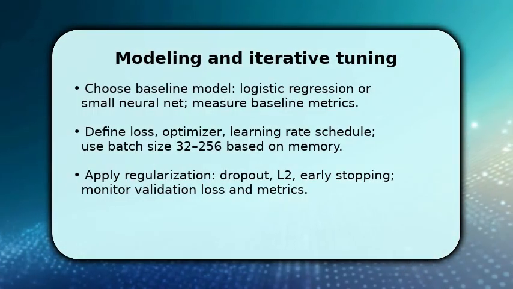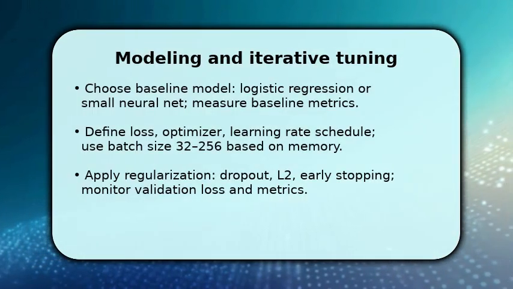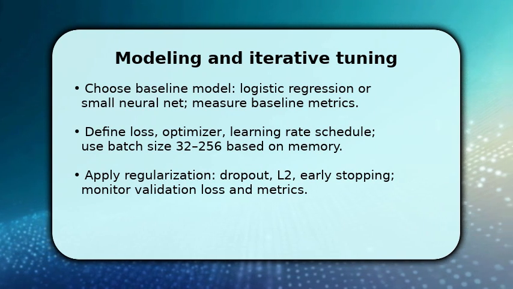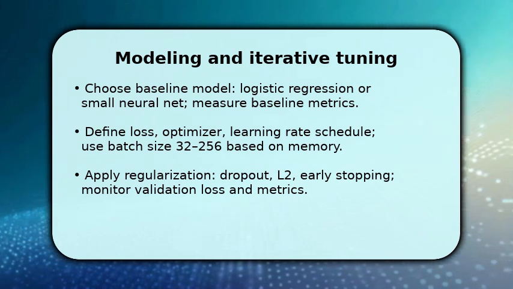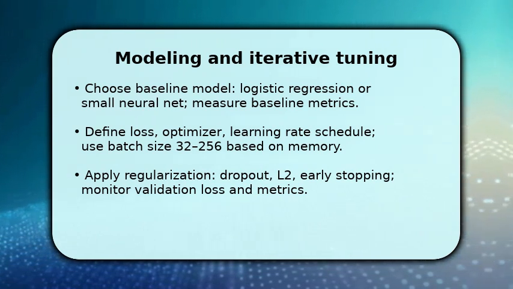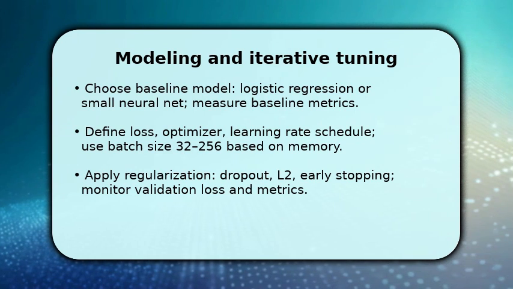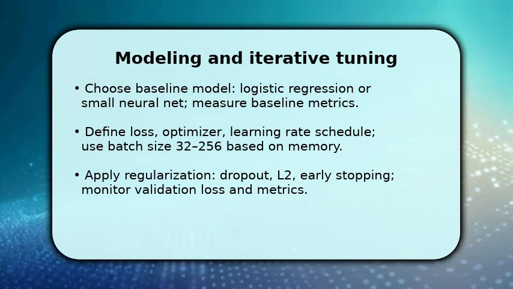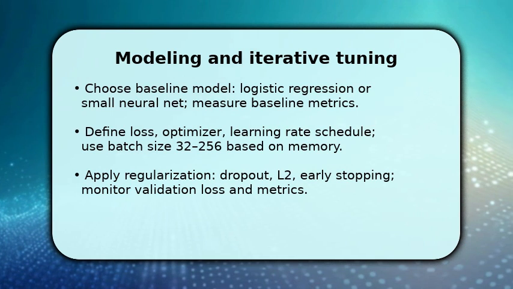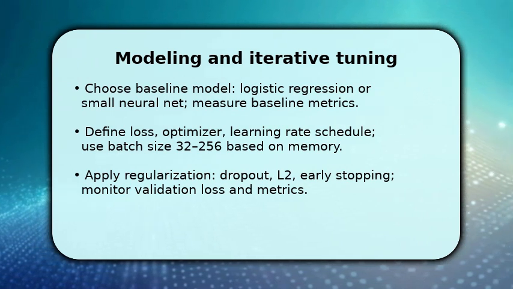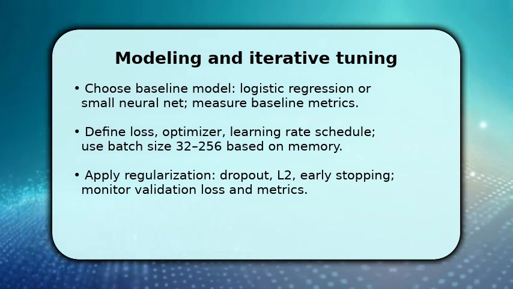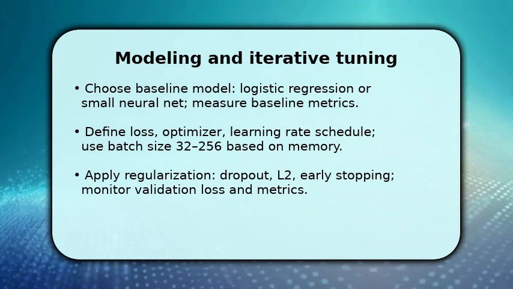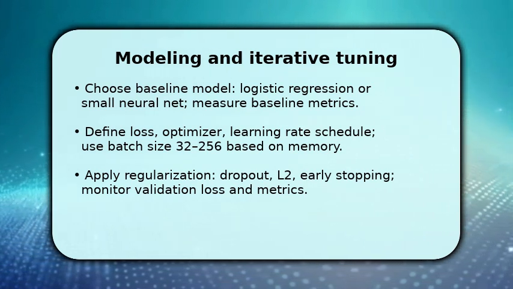You now pick a baseline and train fast to learn system behavior, for example, logistic regression or a small neural net. Once training starts, monitor validation loss and key metrics every epoch and adjust learning rate schedules if progress stalls. Use batch sizes that fit memory, 32 to 256, and apply regularization like dropout or L2 to prevent overfitting.